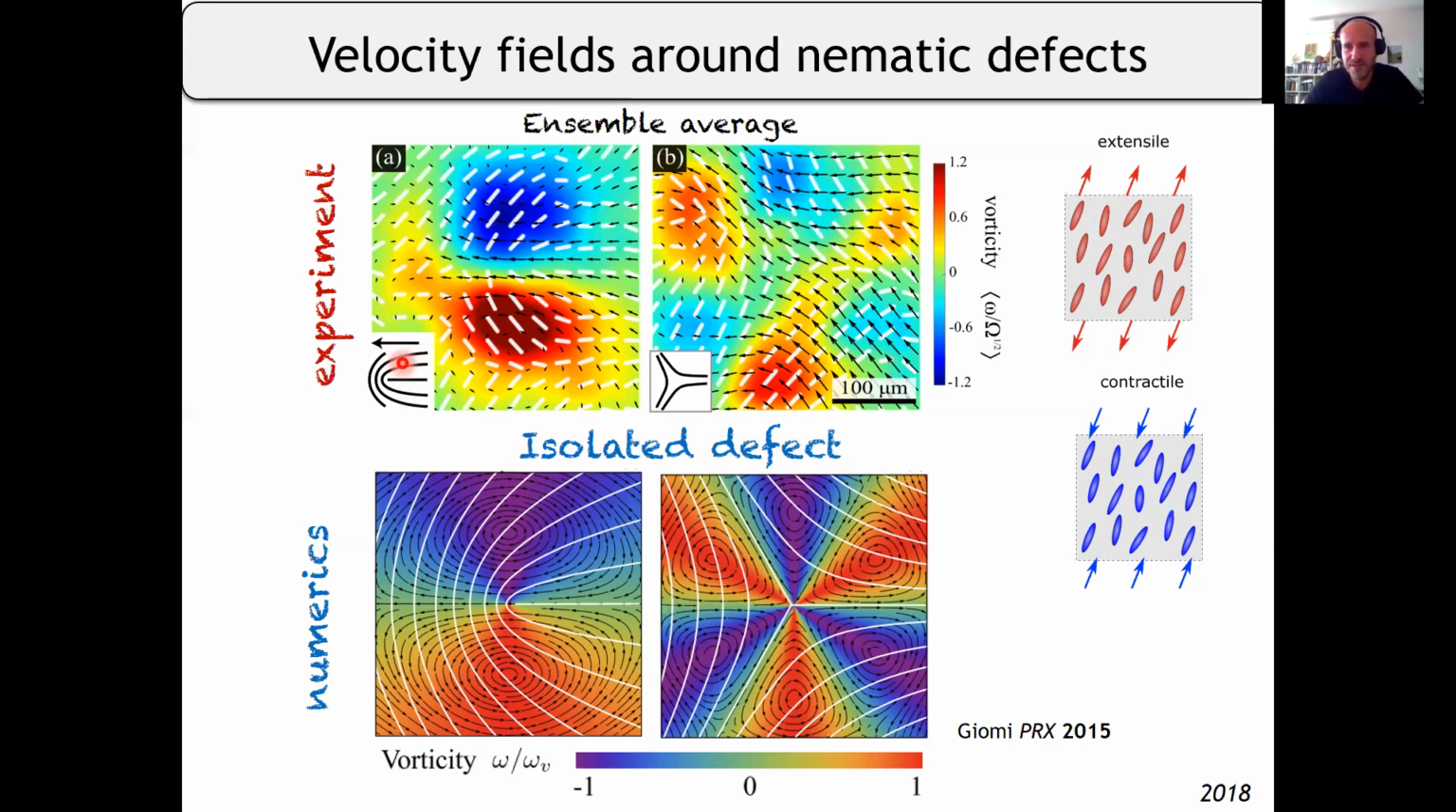So who votes for the extensile and who votes for the contractile? The colors have nothing to do with the American election, so don't worry. I mean, it's not.